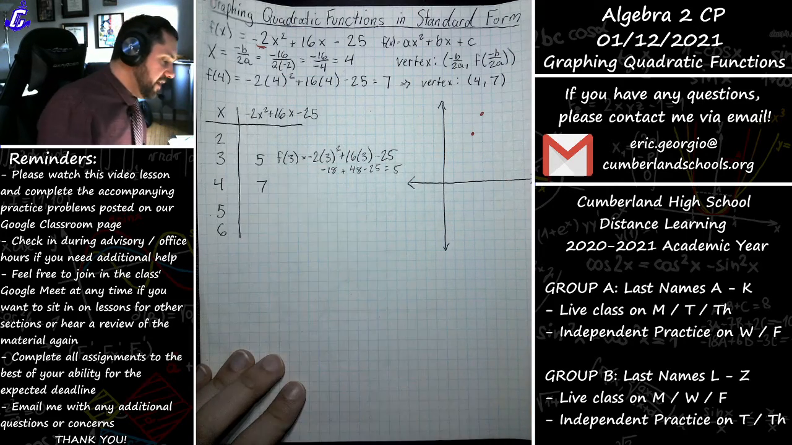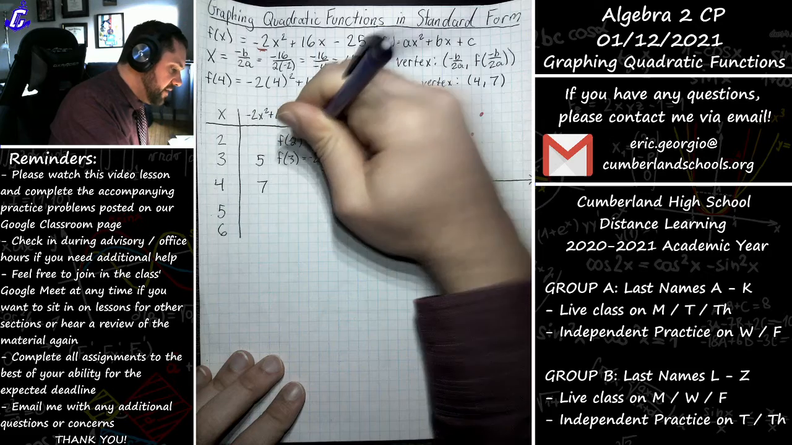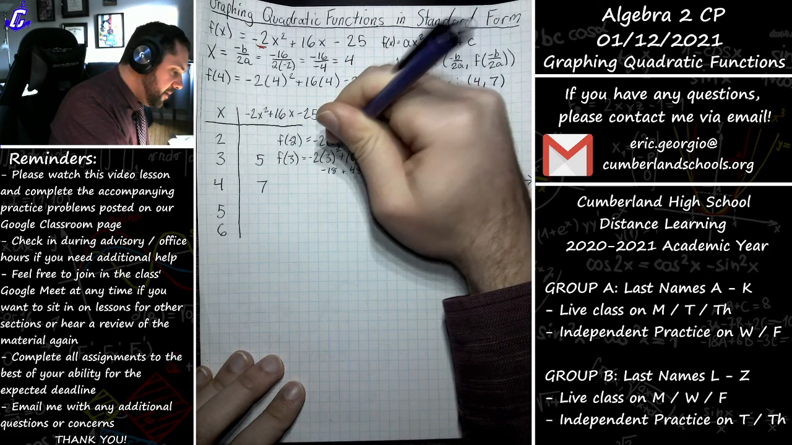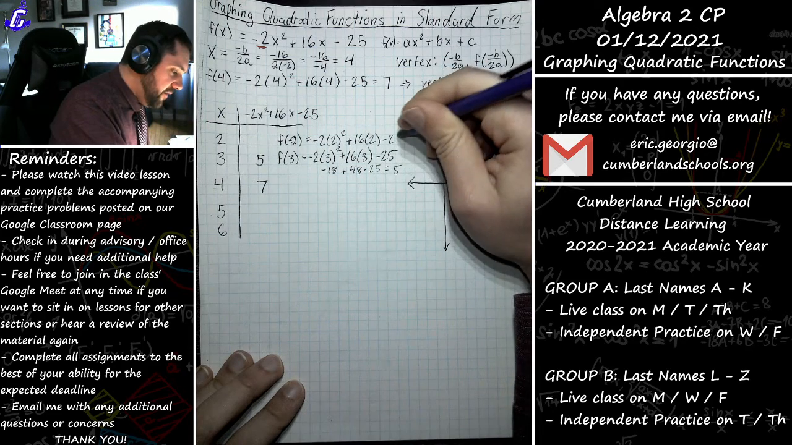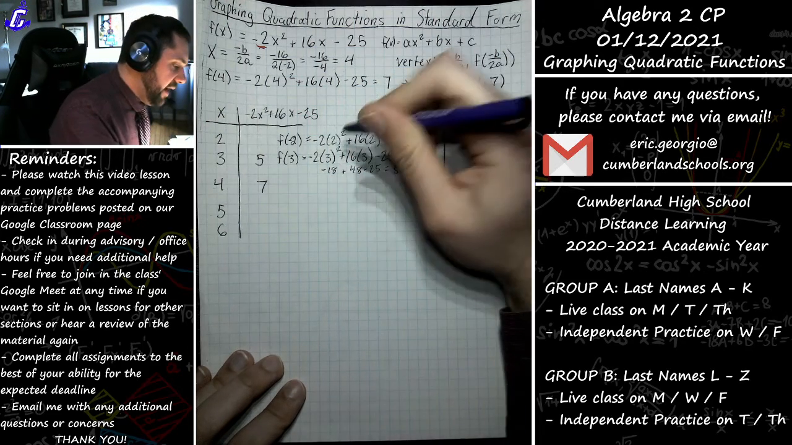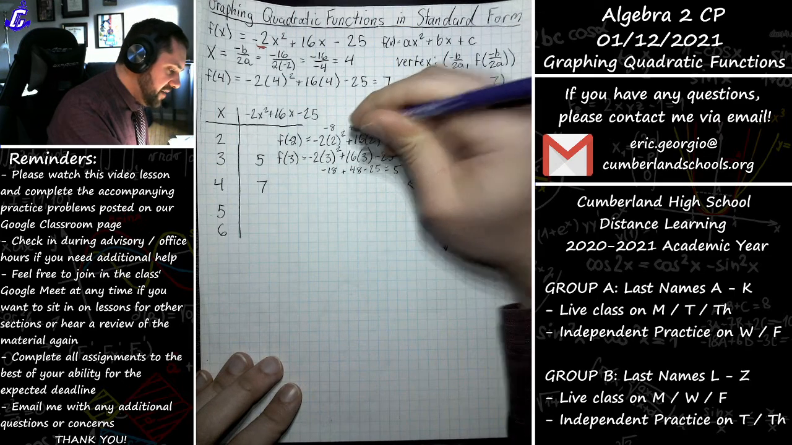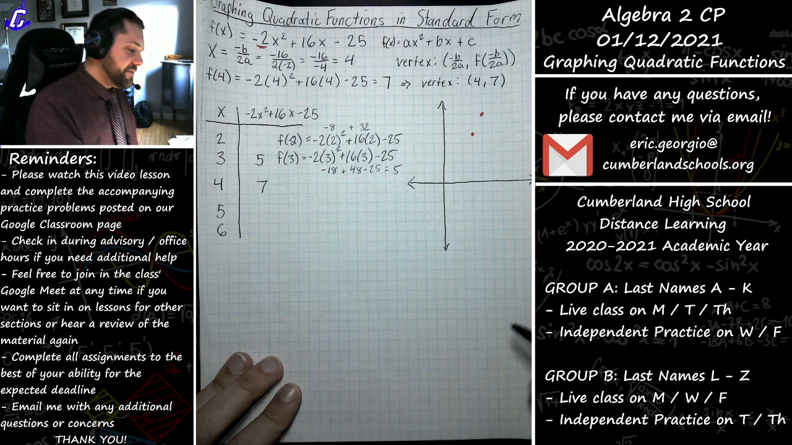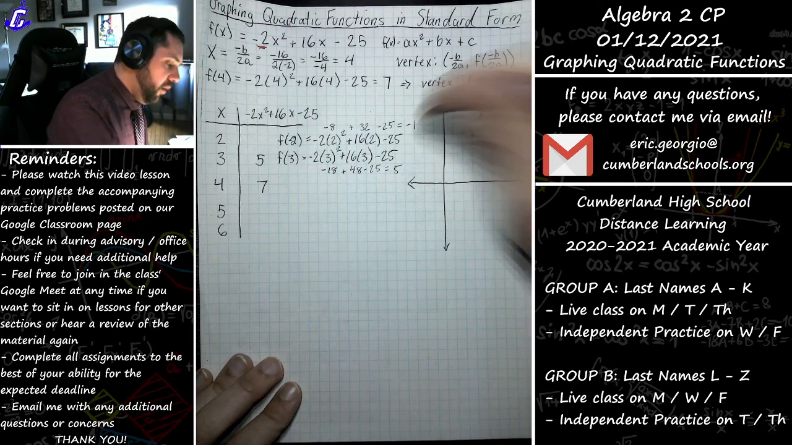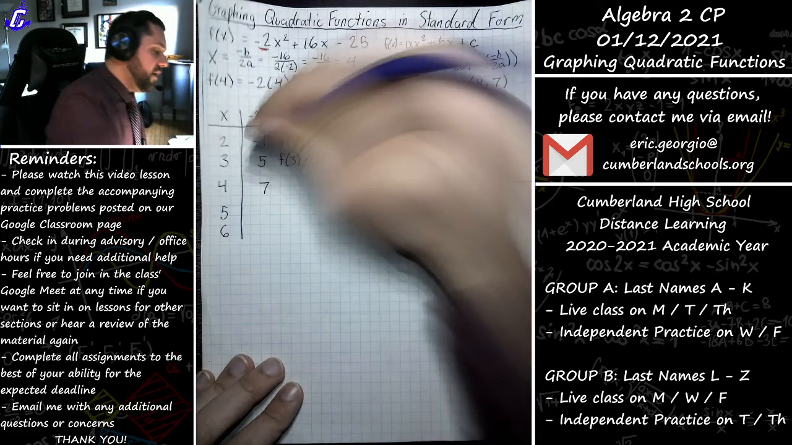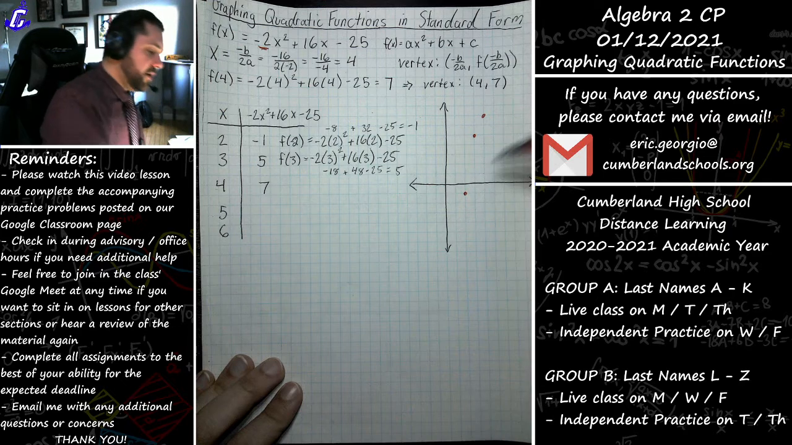And then we can plug in 2. We would say f of 2 is negative 2 times 2 squared plus 16 times 2. We're just plugging in for x, minus 25. What do we get here? We get 2 squared is 4 times negative 2 is negative 8 plus 16 times 2 is 32. So that's 24 so far. Minus 25 is negative 1. So when we plug in 2, we get negative 1. That's going to be right here on our graph.